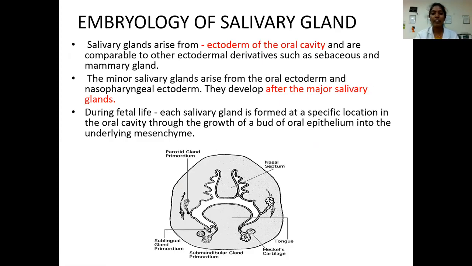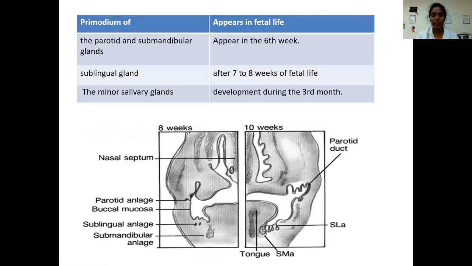Embryology of salivary gland. Salivary glands arise from the ectoderm of the oral cavity and are comparable to other ectodermal derivatives such as the sebaceous and mammary gland. The minor salivary glands arise from the oral ectoderm and nasopharyngeal ectoderm. They develop after the major salivary glands. During fetal life, each salivary gland is formed at a specific location in the oral cavity through the growth of a bud of oral epithelium into the underlying mesenchyme.